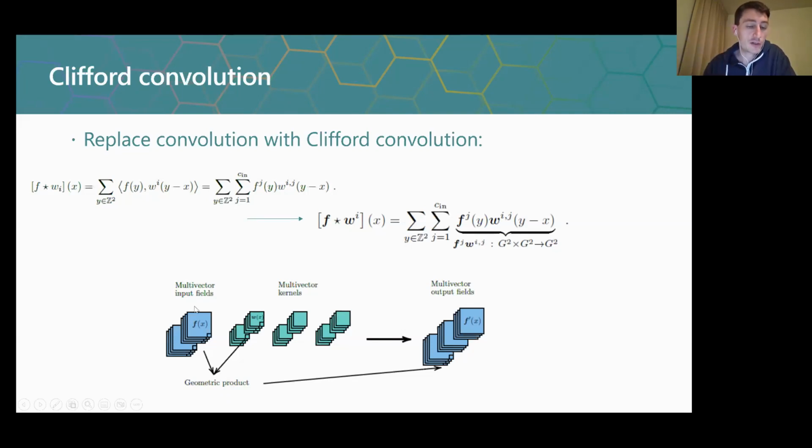And of course, if these channels have this signature, also the multivector kernels have this signature. So these multivector kernels also consist of multivectors. And then instead of convolving scalar filters over scalar fields, we convolve multivector filters over multivector fields. And the underlying operation of how this convolving is done is, as written out here, the geometric product.